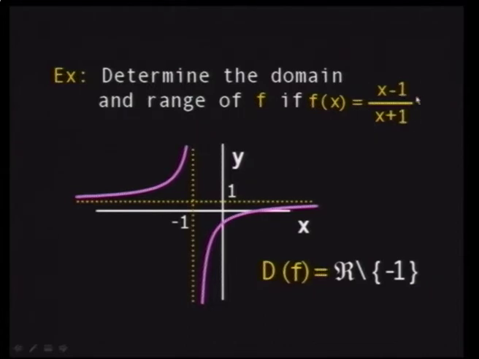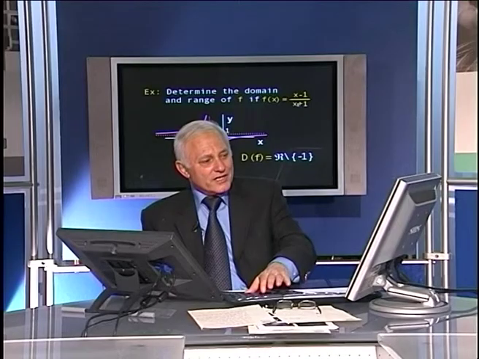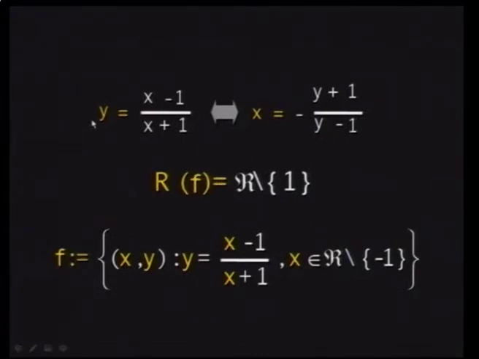But there is a better way of doing it. How? You can solve for x in terms of y. Since y is equal to (x minus 1) divided by (x plus 1), what is the value of x? You can solve here. It's easy. You multiply: yx plus y is equal to x minus 1, and then x is equal to minus (y plus 1) over (y minus 1).